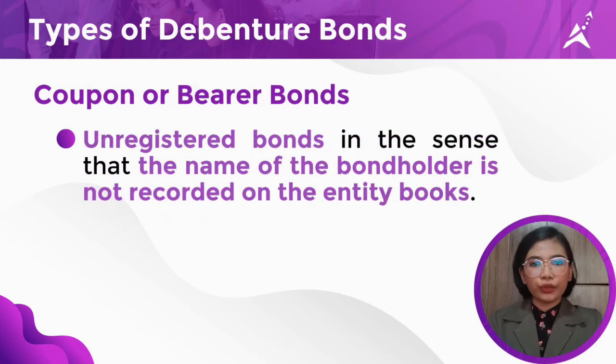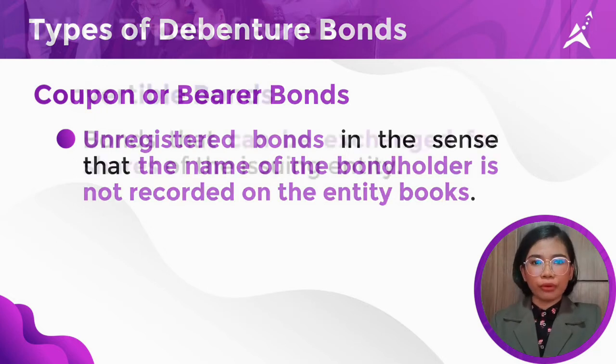Next is coupon or bearer bonds. These are unregistered bonds in the sense that the name of the bondholder is not recorded on the entity books. In this one, the one who holds the bonds will be the one receiving the interest. Just like in our example earlier, Nami sold her bonds to Usop. Therefore, Usop, which is the bearer of the bonds, will receive the interest.